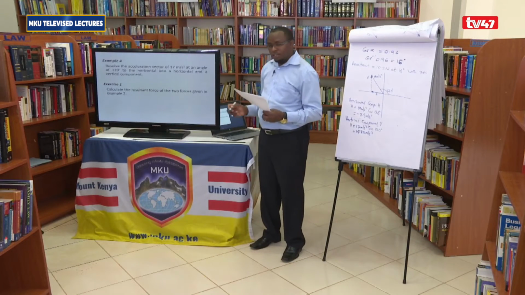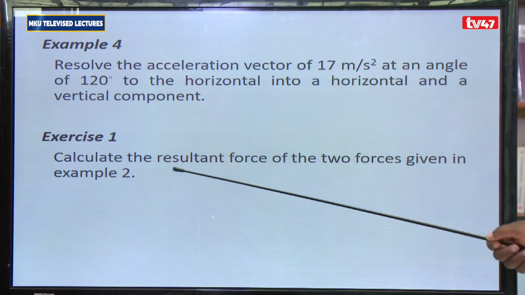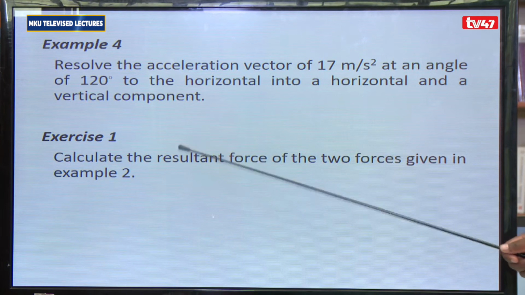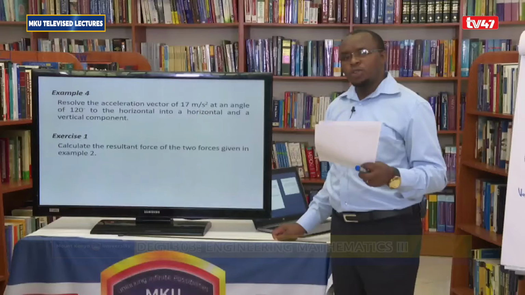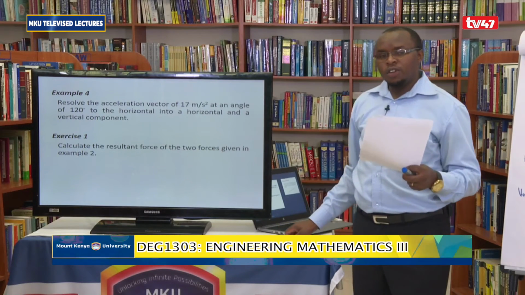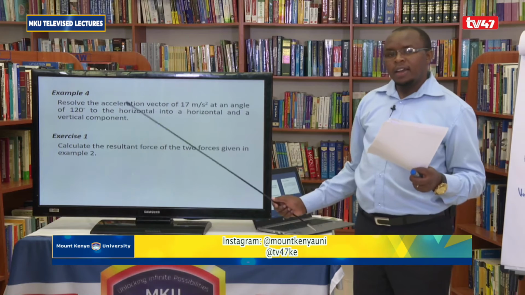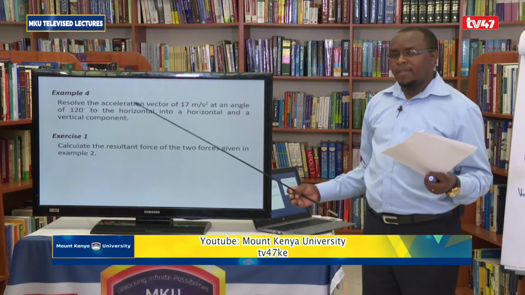Here you have an exercise to attempt on this resolution of vectors. The question asks: calculate the resultant force of the two forces given in example 2. Remember, example 2 is the one with the 4 newtons and the 7 newtons at an angle of 45 degrees. You are supposed to get the resolution of that into horizontal and vertical components. Just as a hint, when you have two vectors, what you need is just the summation of the two.